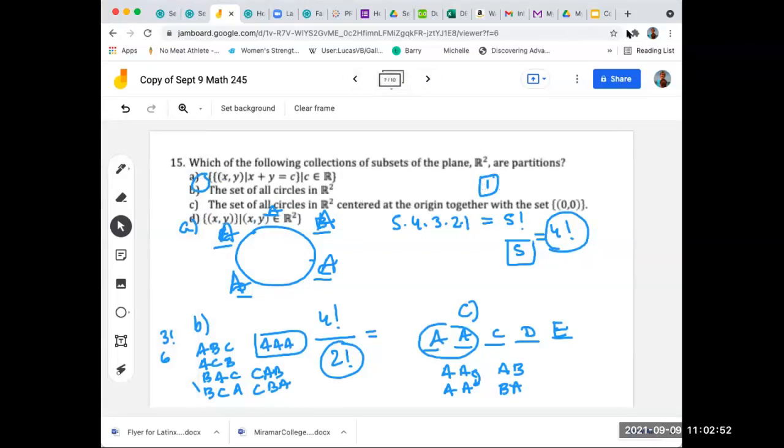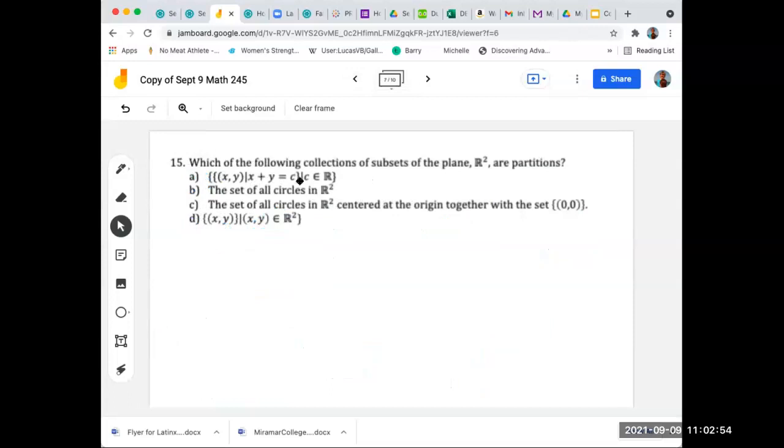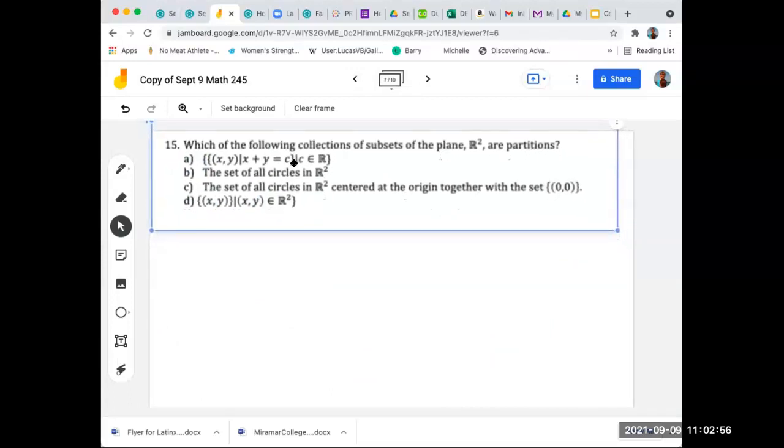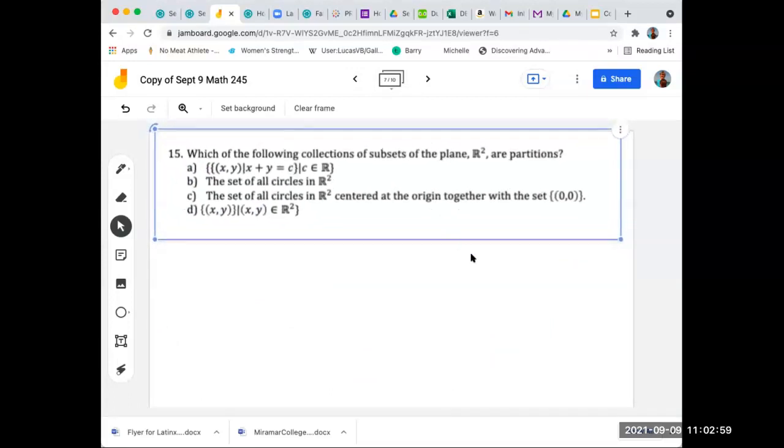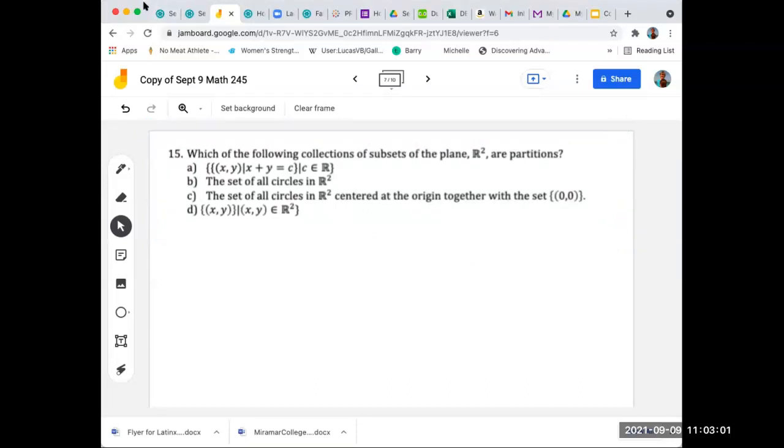All right, that's a good one. So this gets into partitions, but this is an interesting problem because it's a geometrical partition. So instead of just having a list of numbers in a set, you look at sets that have some sort of picture to them, some sort of geometry. So let's look at part A.